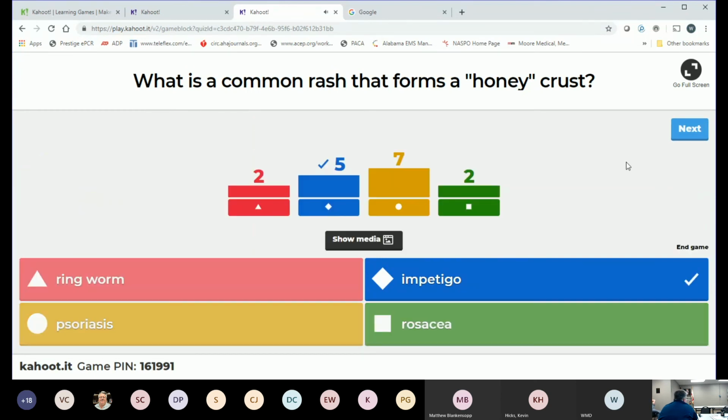Hey, it's impetigo. Absolutely nobody paid attention. Yeah, so I'll share that with Dr. During that you learned absolutely nothing last time.